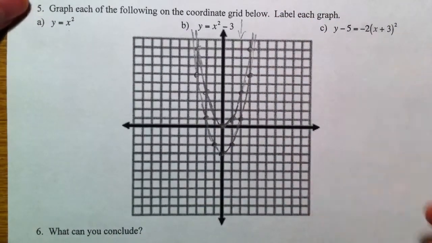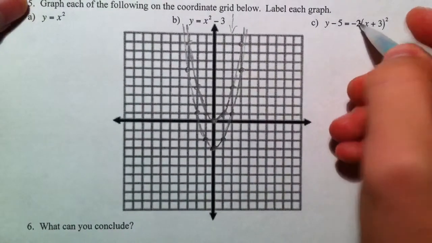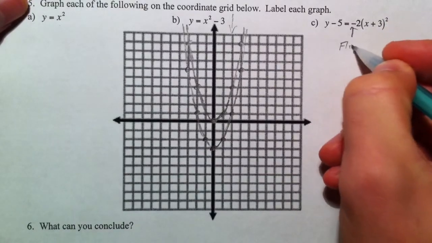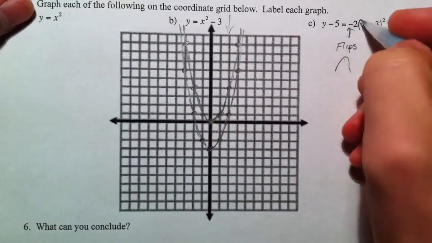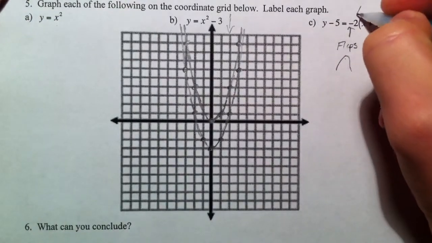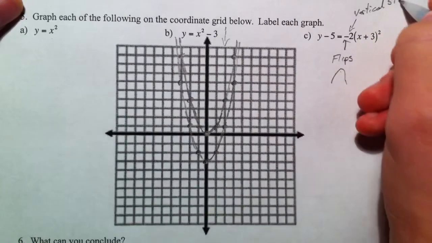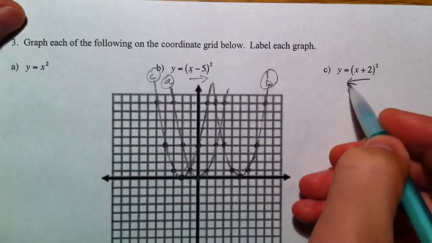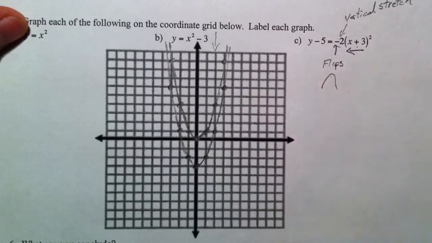Now let's involve everything we've done to talk about the patterns we've seen. Now this minus specifically flips. So it opens down rather than up. This 2 is a vertical stretch. That's what we talked about on the last page. This plus 3 is what we talked about up here. Plus 2 moved it opposite of what we thought, to the left 2, so this plus 3 is going to move it opposite of what we think.